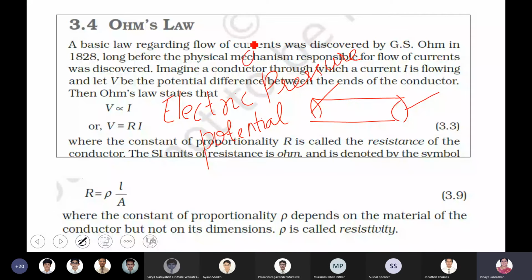The difference in the electrical pressure, we call it potential difference. Are you clear, boys? One end should be at high potential, the other end should be at low potential. Only then electrons can flow. As in a horizontal pipe, if water has to flow, one end should be at high pressure, one should be at low pressure. So what do you do?